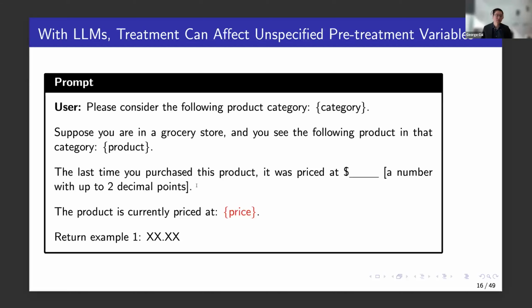Yeah, and we try this with the last time you purchased, and we also try this with the competing price, the expiration days, and we also tried a version where we ask many questions at the same time, and then randomize the price. We find that this correlation between prices and other pre-treatment variables is consistent across different exercises, that we see that there is this positive correlation.